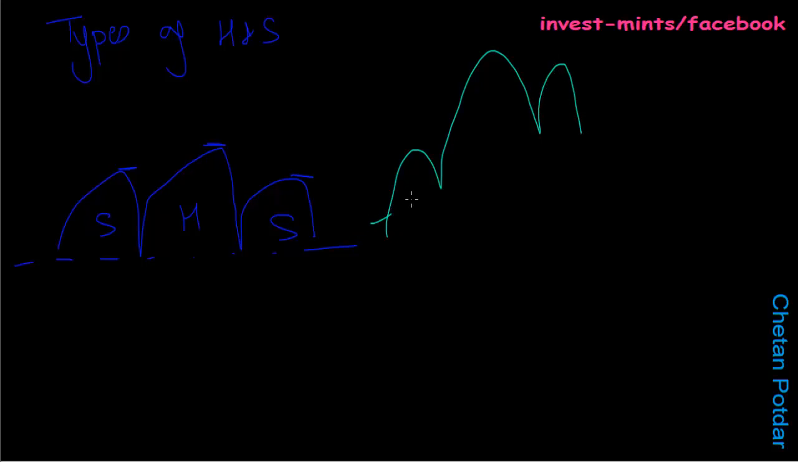And this is going to be the neckline, and before this there is going to be an uptrend. So uptrend, there's a head and shoulder which is formed, shoulder, head, shoulder, trend has changed. Only when this point is broken is the time we can see that head and shoulders is formed, and the trend will continue going down.